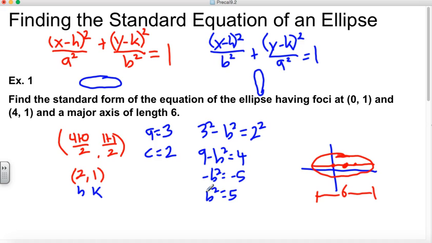Okay, now I could take the square root, but remember my formula uses B squared, so I don't need to find B just to plug it back in and square it. I know B squared already. B squared is 5, so I can just replace the B squared right here with 5. And of course I know A is 3, so I can plug in A, and I can plug in my H and K. So now let's write our equation.